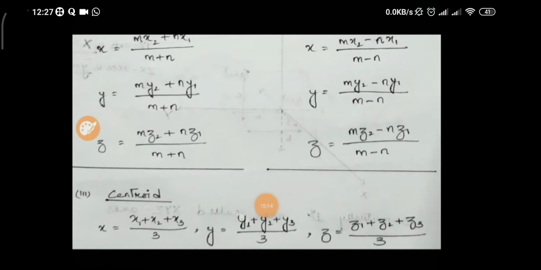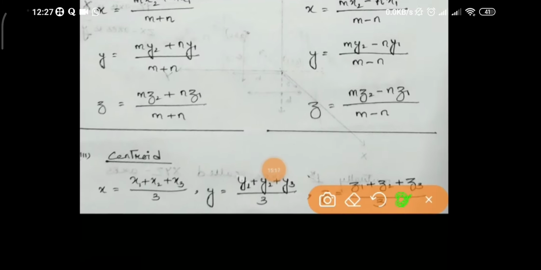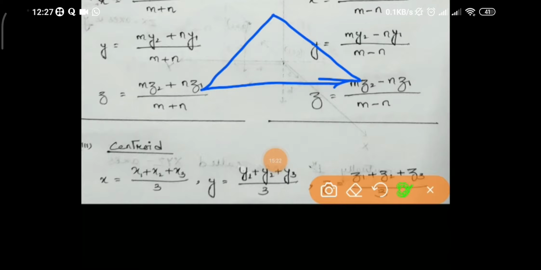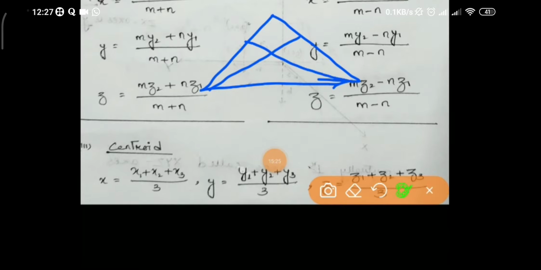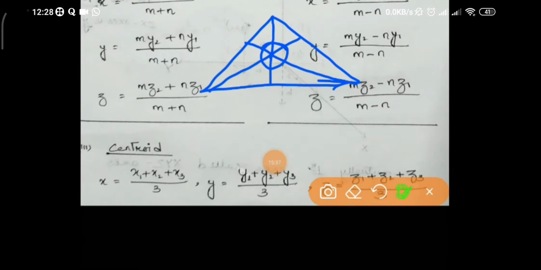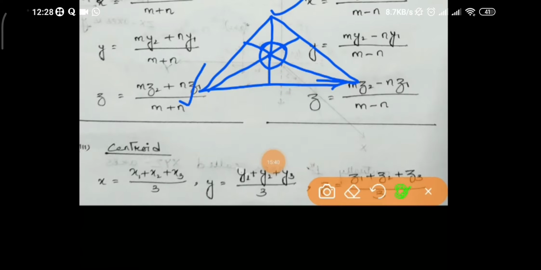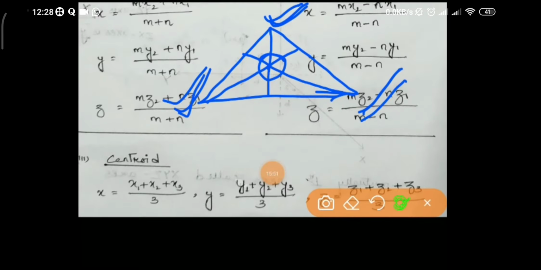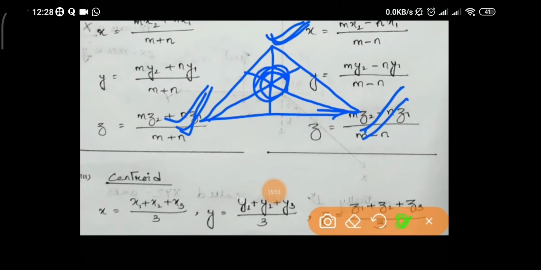Now let's see centroid. Do you know what a centroid is? If I have a triangle, I draw three medians, and the point where the three intersect is called the centroid. So if you are asked to find this point, the centroid, you will use x1, x2, x3, add them, divide by 3; y1, y2, y3, add them, divide by 3; z1, z2, z3, divide by 3. You will get this point. So that is called the centroid.